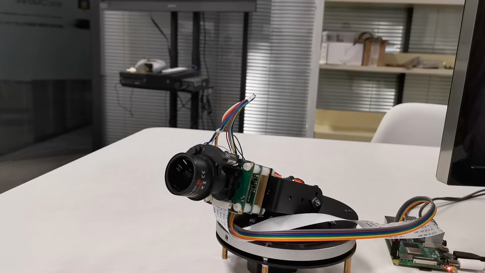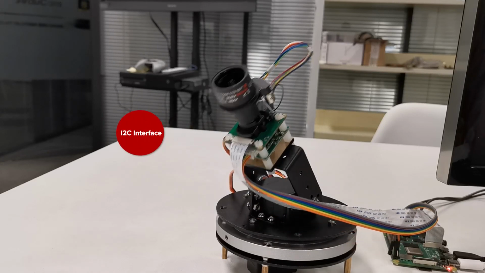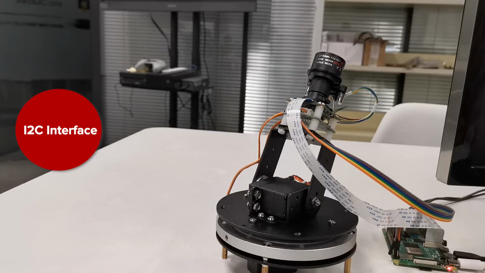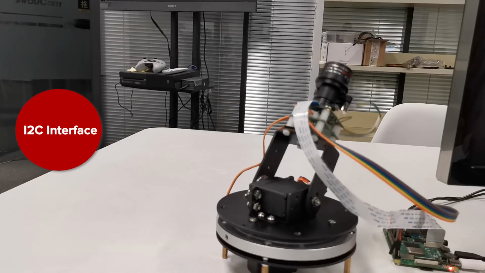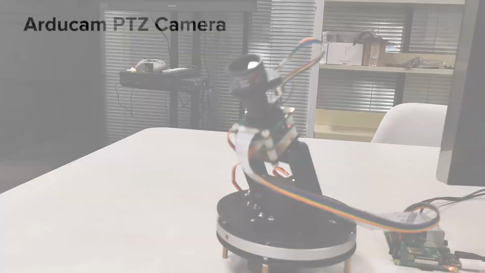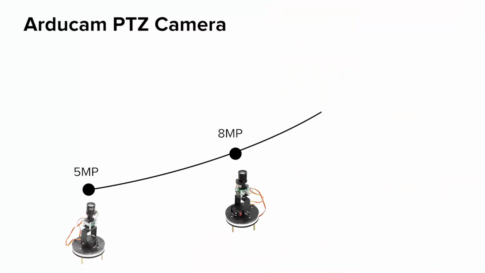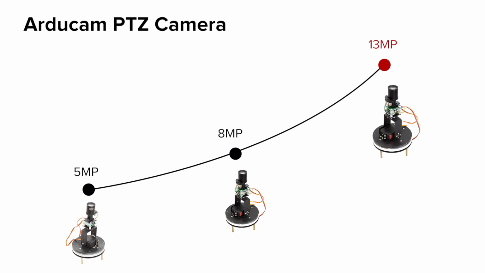Pan and tilt help move the camera in two-axis three-dimensional space. All of these PTZ controls are simply done through an I2C interface. The 13 megapixels PTZ camera is an upgrade version from the 5 megapixels and 8 megapixels PTZ cameras.